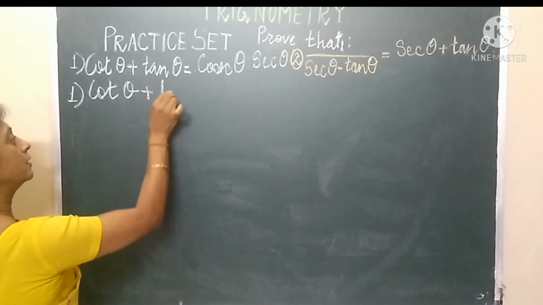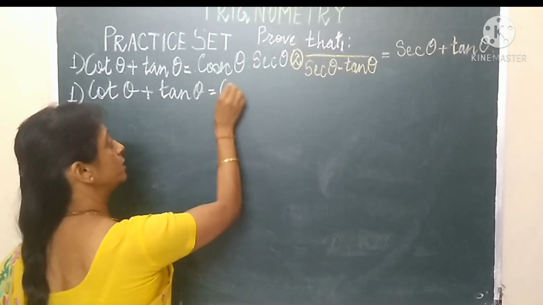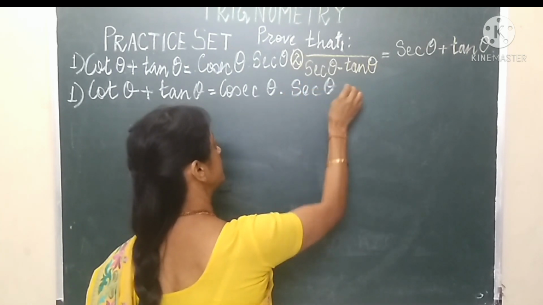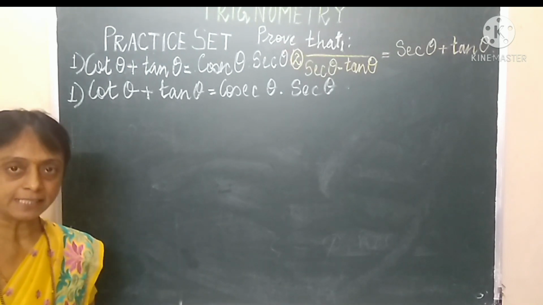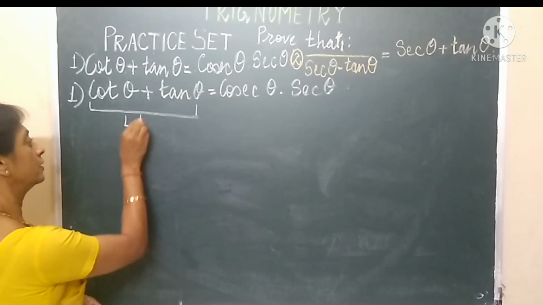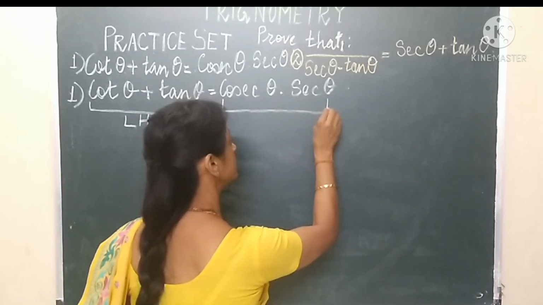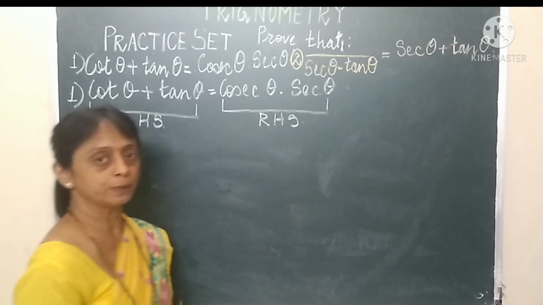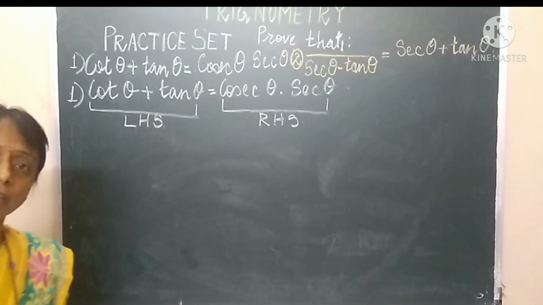Cot theta plus tan theta we have to prove is equal to cosec theta into sec theta. Let's recall, cot theta plus tan theta stands as your left hand side. Cosec theta into sec theta is your expression towards the right hand side in this problem. We have to prove that the left hand side is equal to the right hand side.